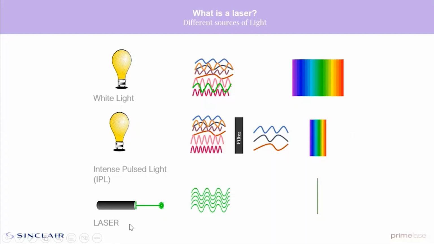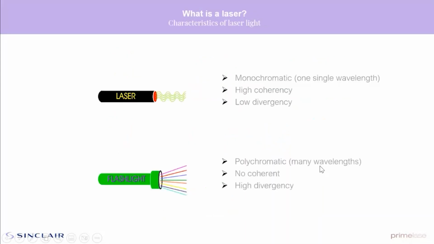The last one is the typical laser. The laser has only one wavelength. That's why it will act on a specific chromophore.